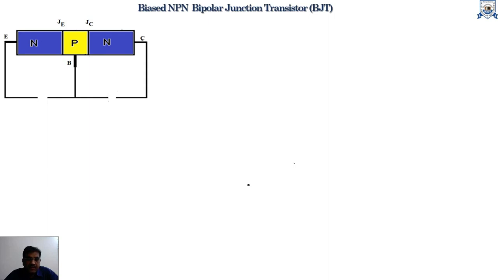Under the unbiased condition, only a depletion layer is formed across each junction, and there is no use of the bipolar junction transistor. For suitable operation of a BJT, a DC voltage source needs to be connected across each junction. Applying a DC voltage source across the emitter, base and collector terminals of a bipolar junction transistor is called biasing. From now on, we will consider the NPN transistor for the analysis.